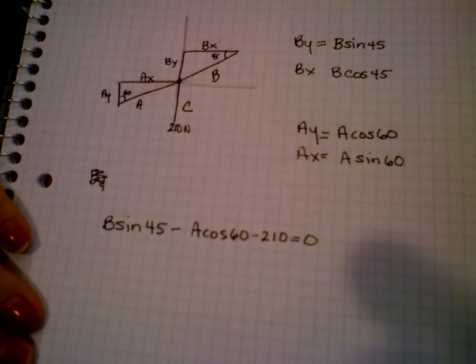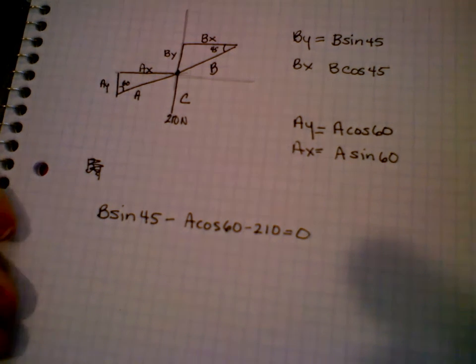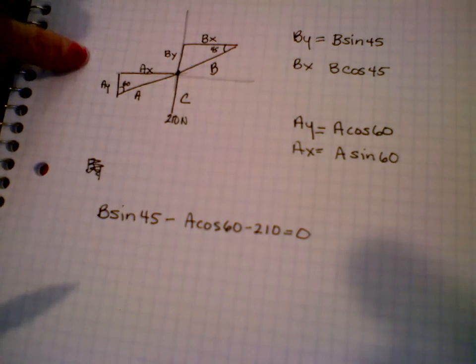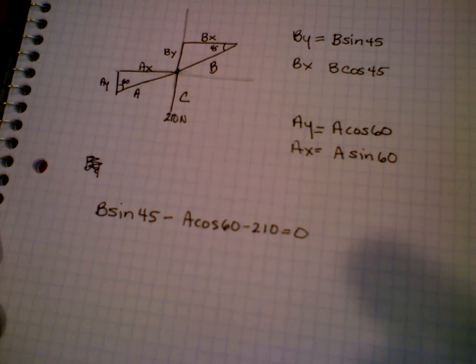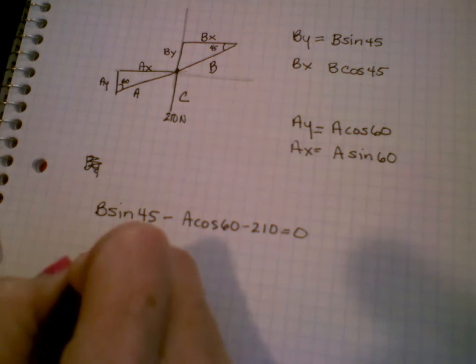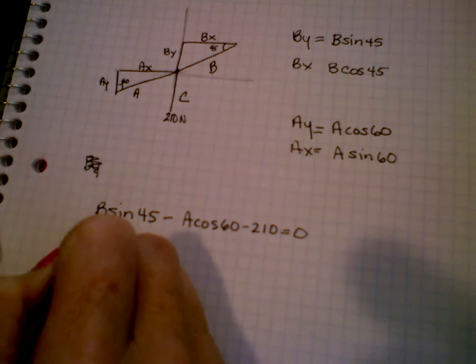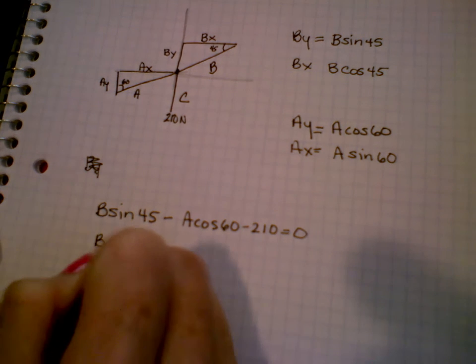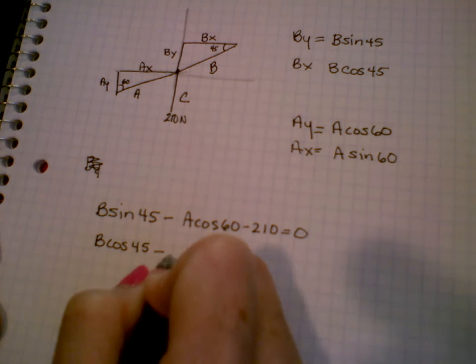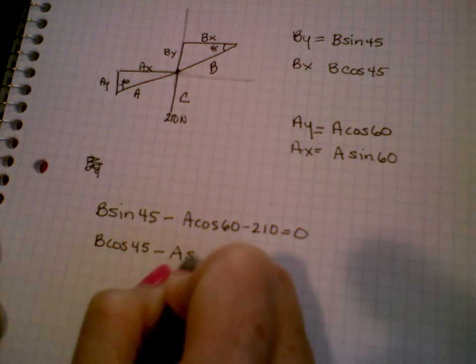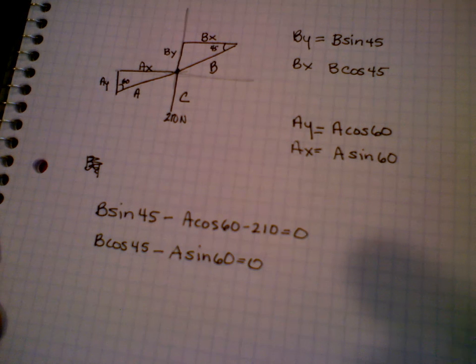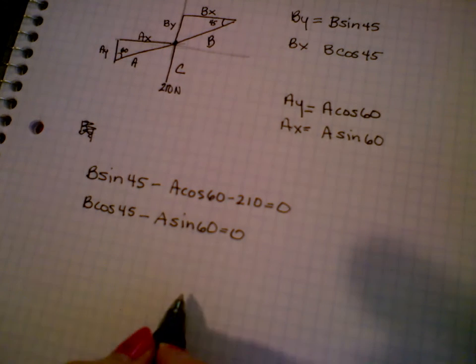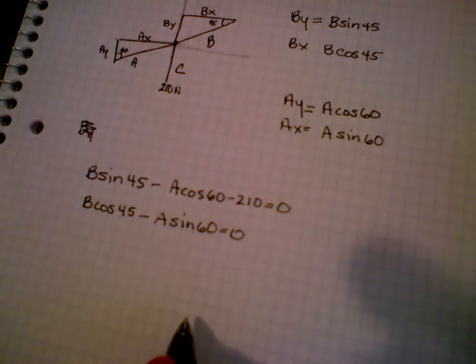Okay? And because B sub x and A sub x are on opposite sides, here you have to subtract them also to get 0. So B cosine 45 minus A sine 60 equals 0. So that's something we didn't do correctly last time. Okay? So the same process then ensues.